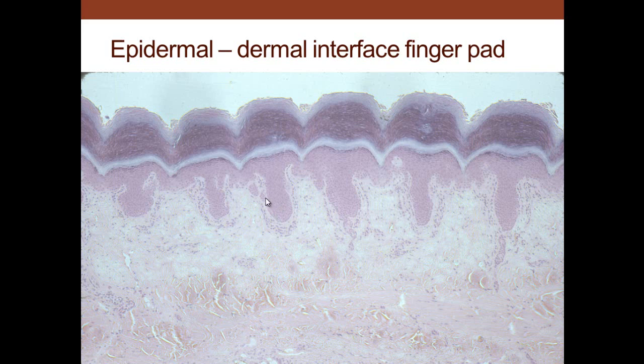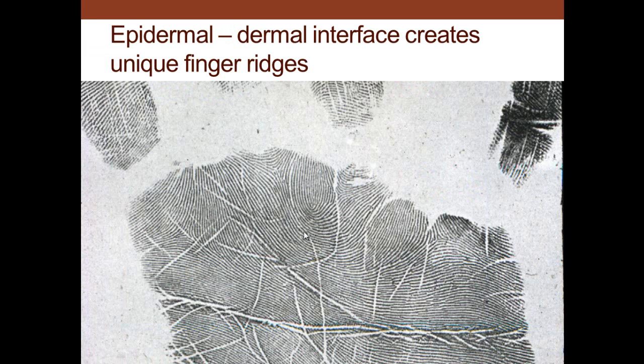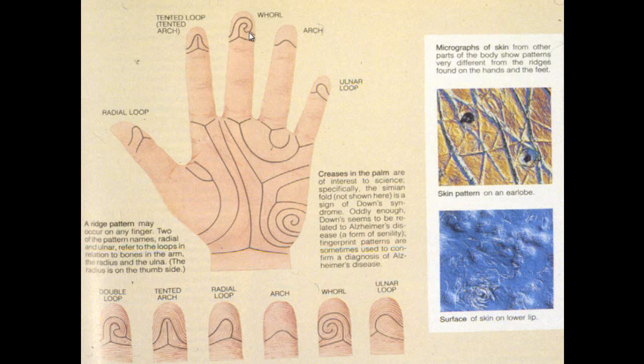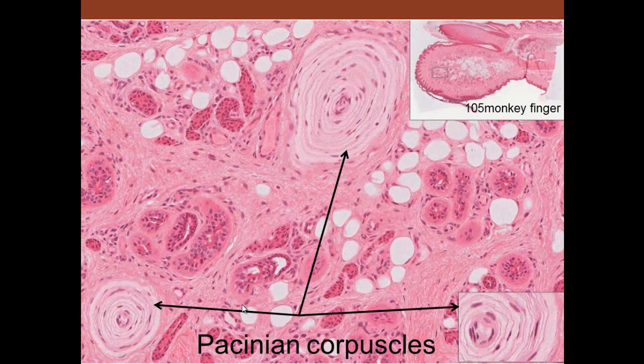So every time you have an indentation, you're going to have a pileup of cells at the surface. And that's what makes our fingerprints. Even the soles of the feet have this type of piling up. That's what we actually see in the fingerprints. And there are different types of swirls because it's a different type of dermal-epidermal interaction. Here we see a Pacinian corpuscle, but here in thick skin you can still see the piling up of the cells in the stratum corneum.